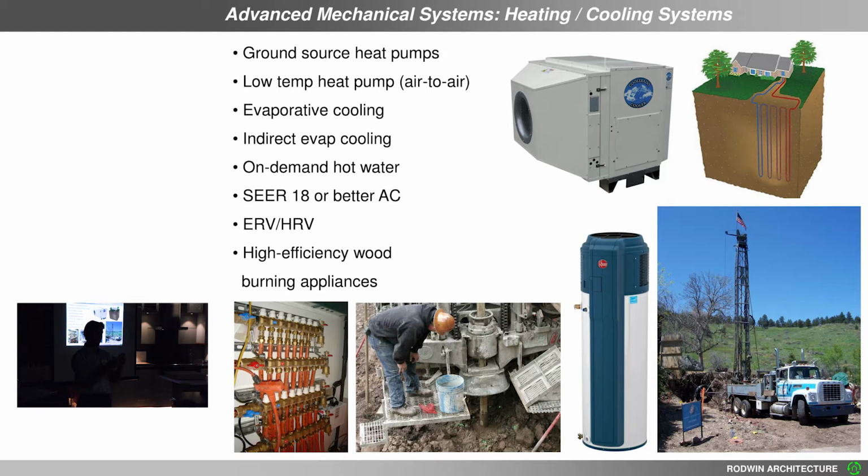SEER is an energy efficiency rating for air conditioning units. So if you're going to do a conventional air conditioner, you want to get it up as high as you can. SEER 18 is a pretty good air conditioning rating. The lowest air conditioner ratings right now are about a SEER 13.